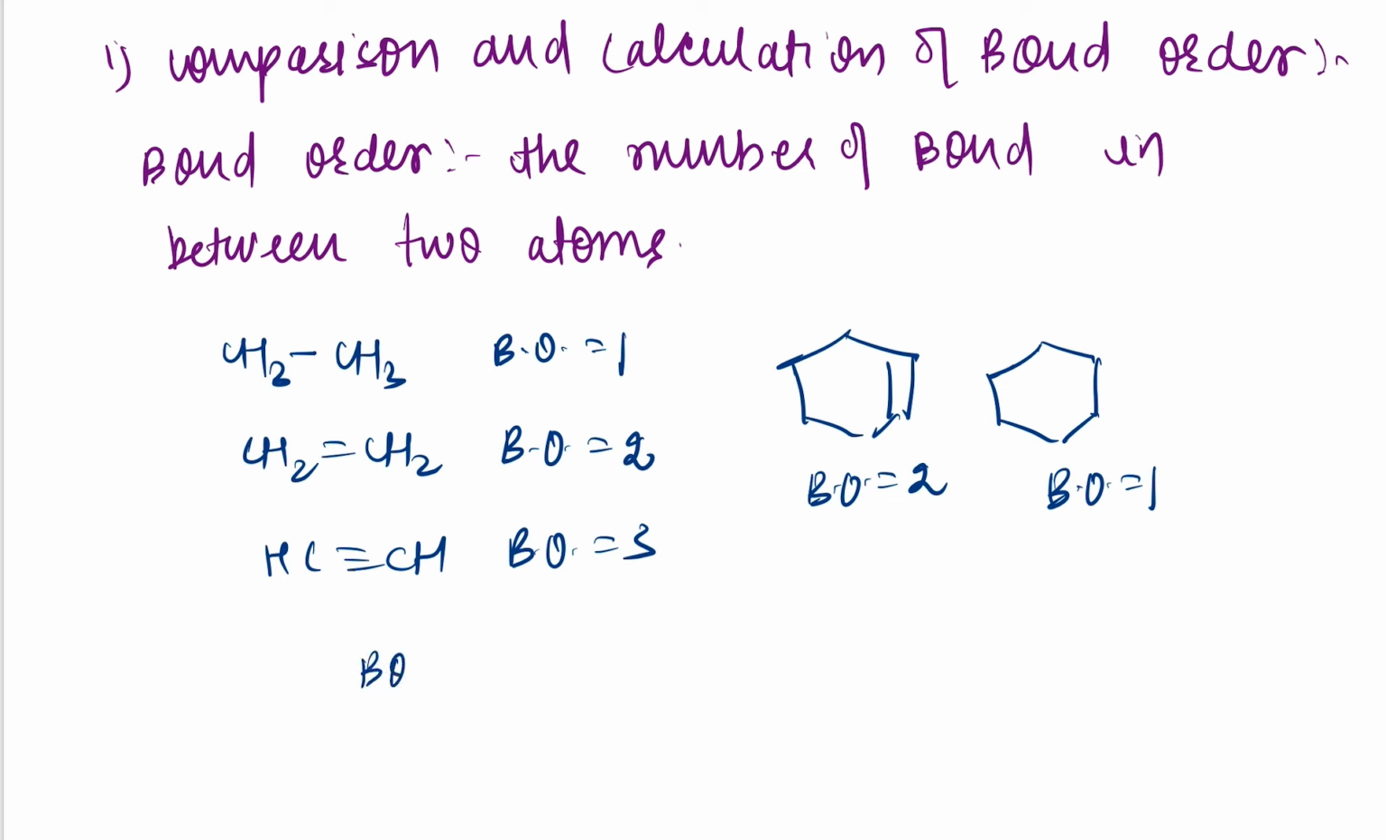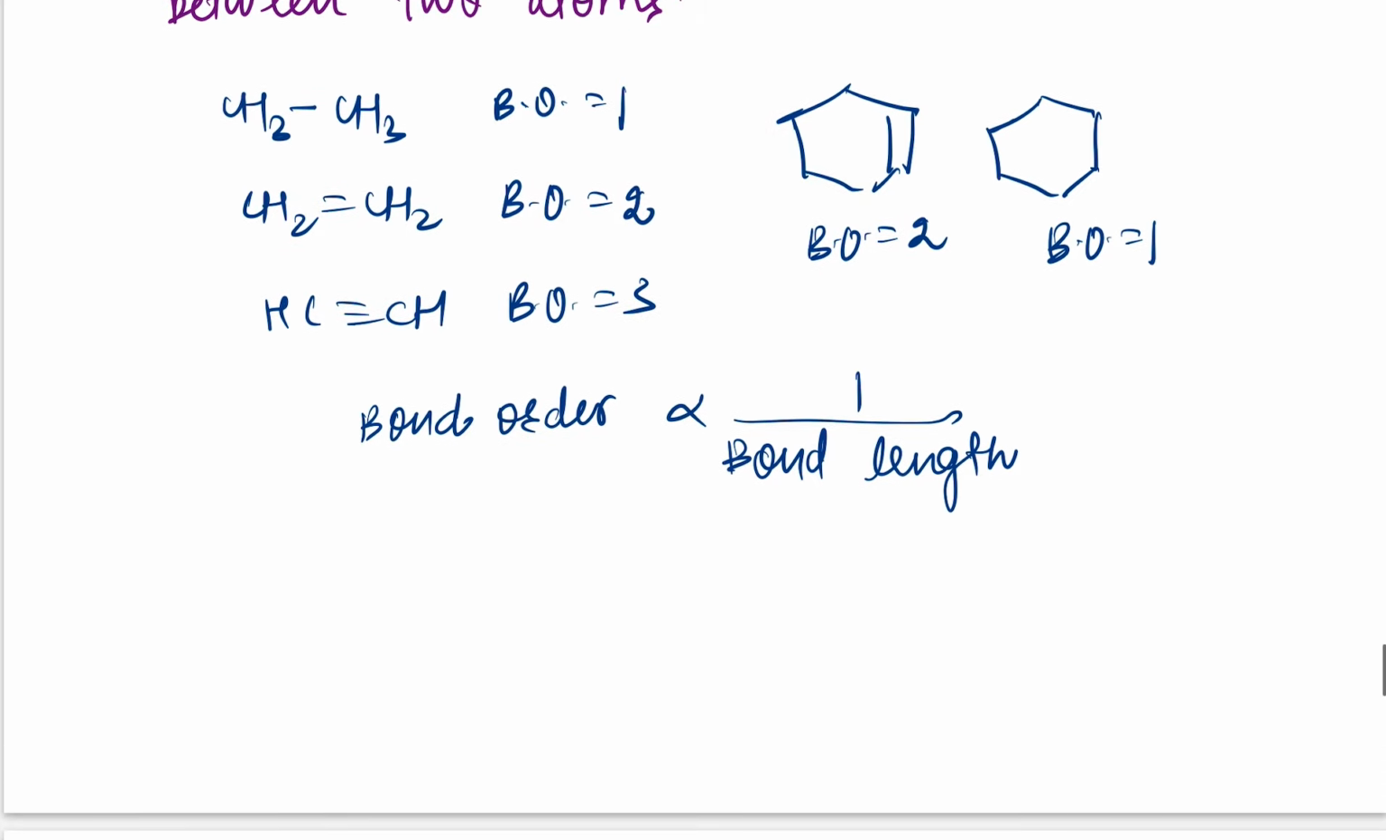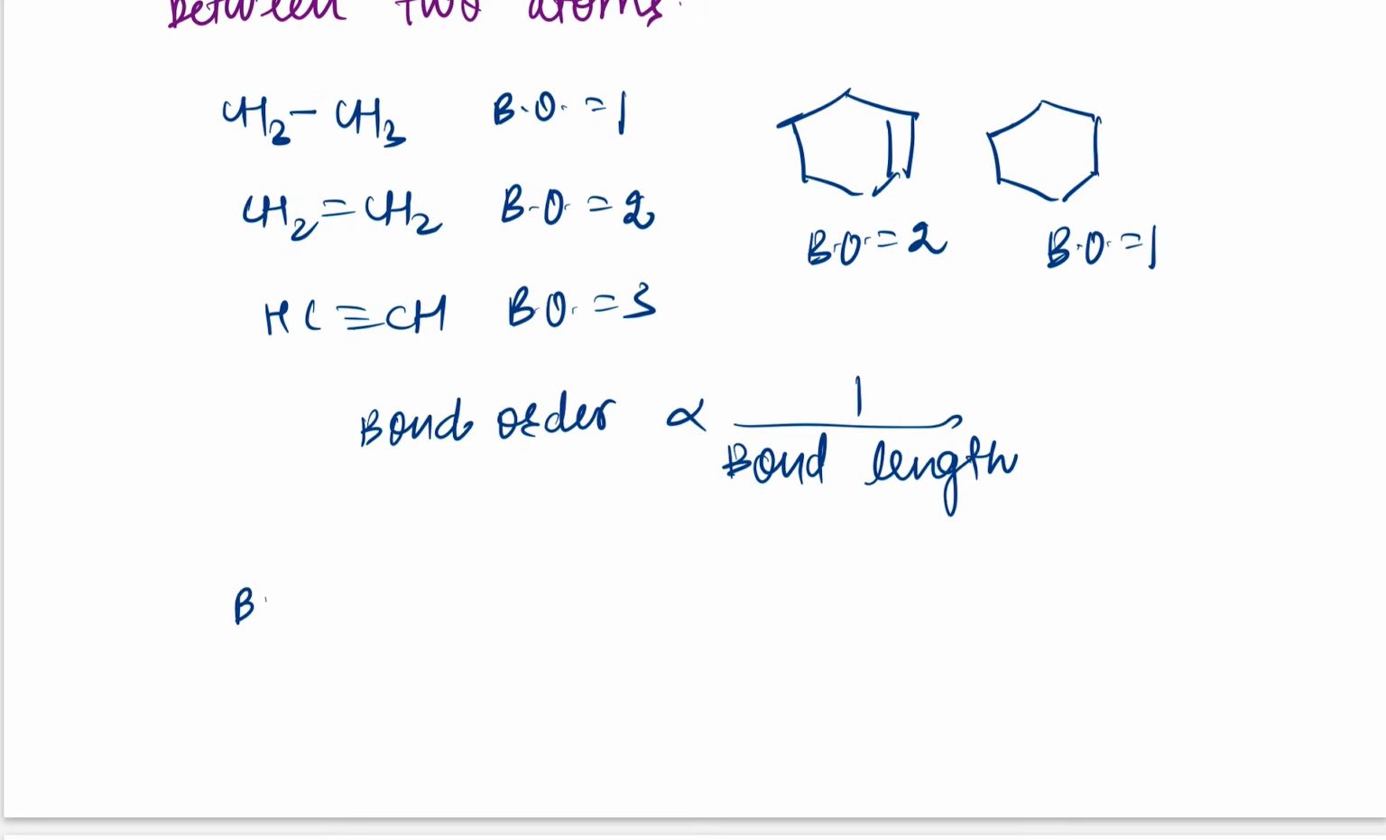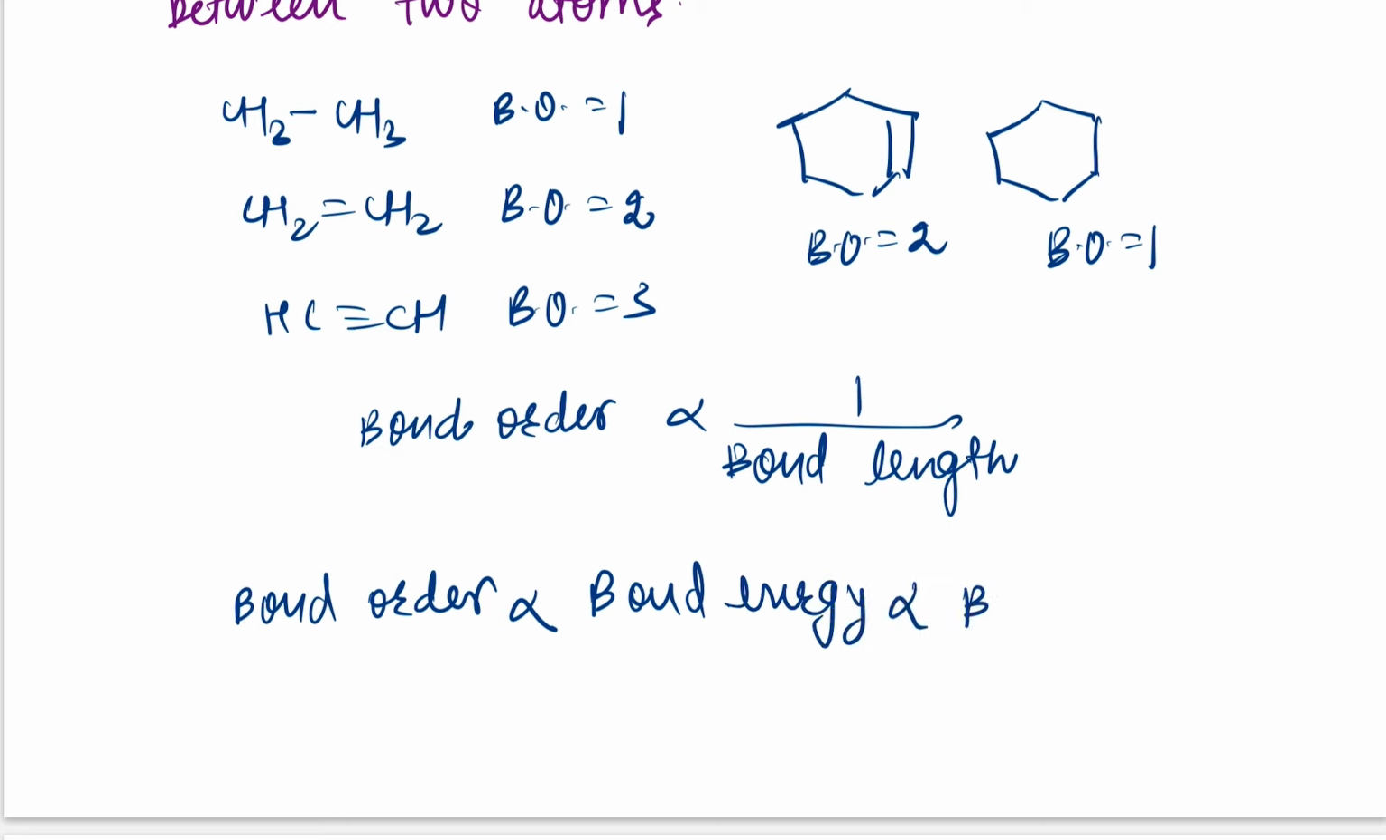And bond order is inversely proportional to the bond length. And what are the other comparisons of bond order? It is directly proportional to bond energy, and directly proportional to the bond stability.